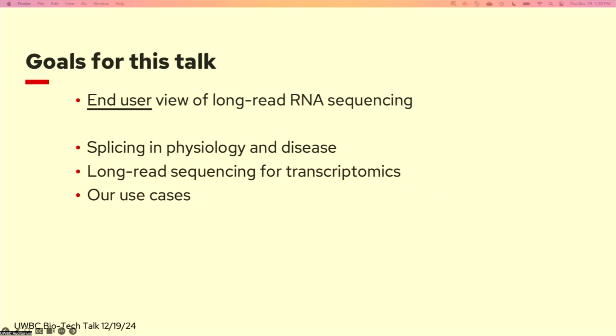I want to talk a little bit about splicing in physiology and disease, how we use long read sequencing for transcriptomics to identify these isoforms, and our use cases of using both Oxford Nanopore and PacBio sequencing. I can try to address questions during the talk, but any questions at the end would be fine too.